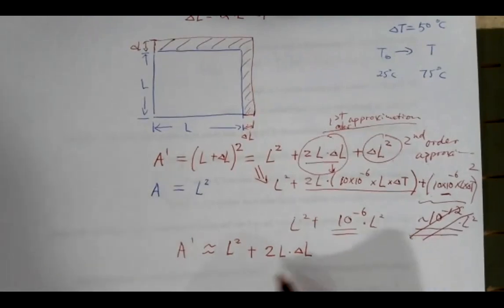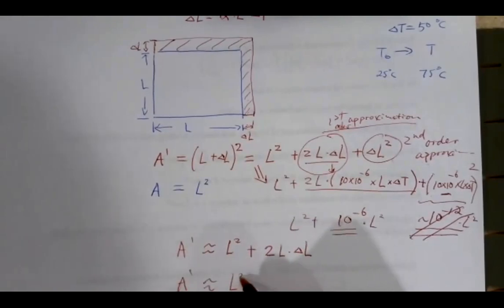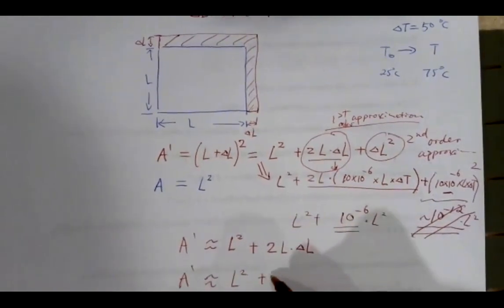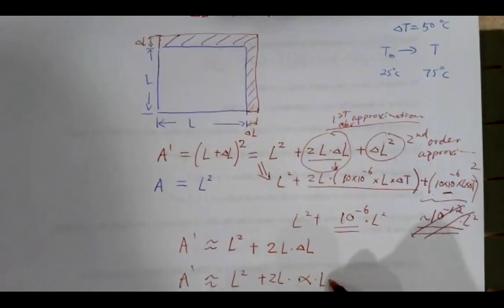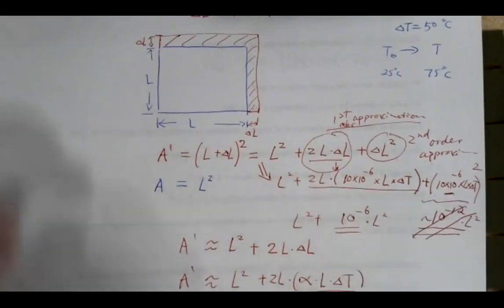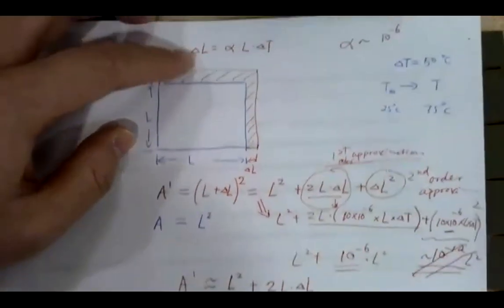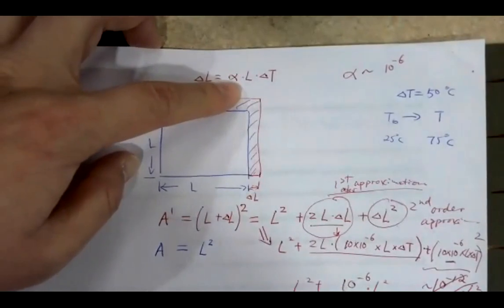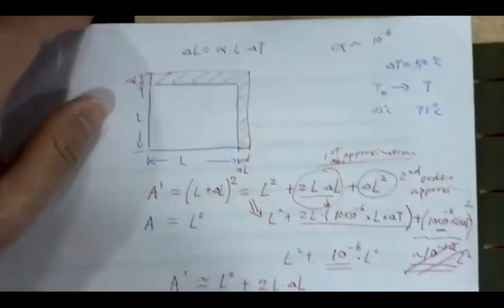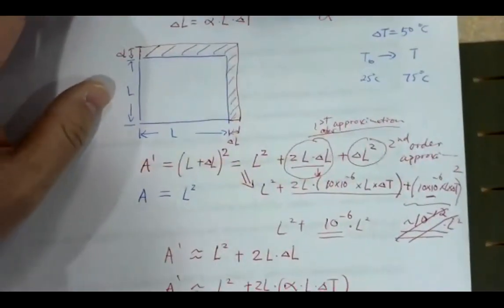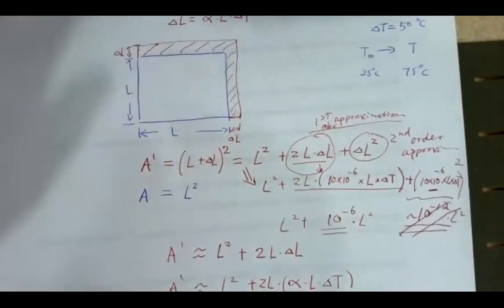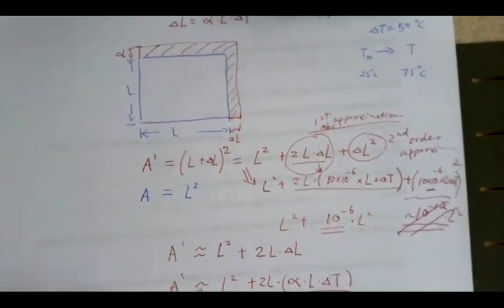And we know that delta L, so this is approximately equal to L squared plus 2L, and delta L will be alpha times L times delta T, according to the definition earlier. Delta L is equal to alpha L times delta T, okay? So then this is what you have. This is your final area.